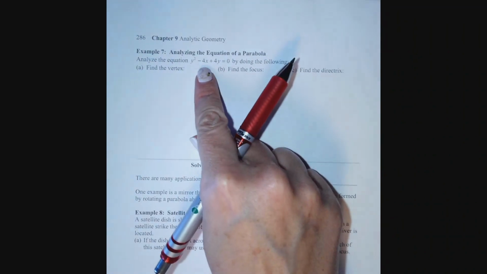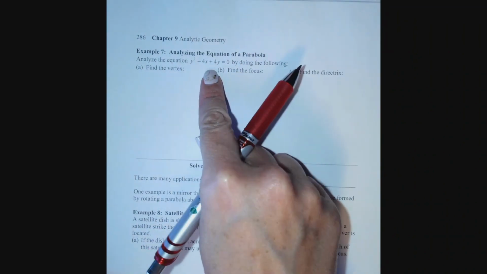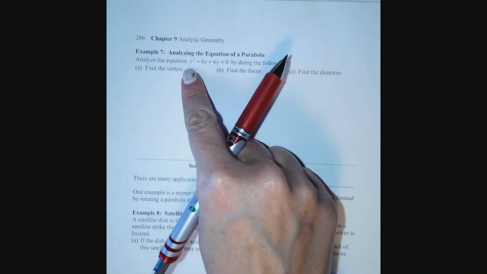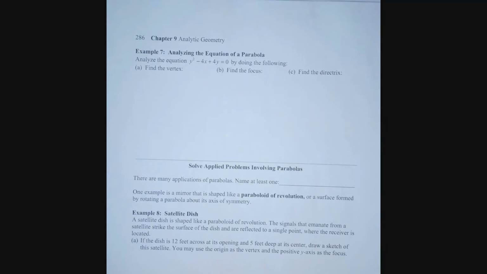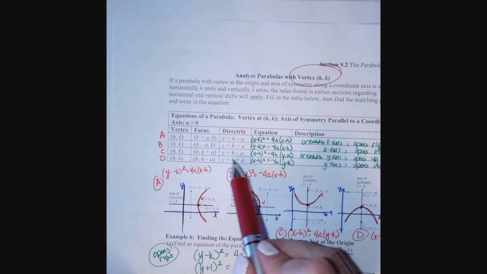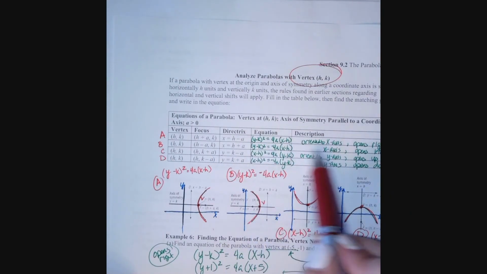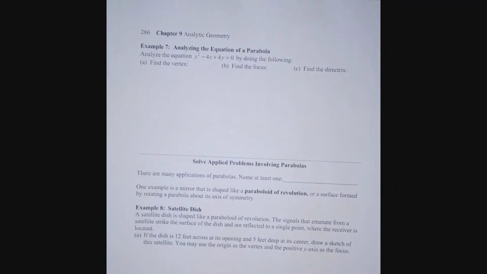So we're given an equation and we're asked to first find the vertex. Now we've got a y squared. When we have a y squared equation, we know that this is going to open either to the right or to the left, correct? Because if we have a y squared, it's either going to open to the right or to the left.